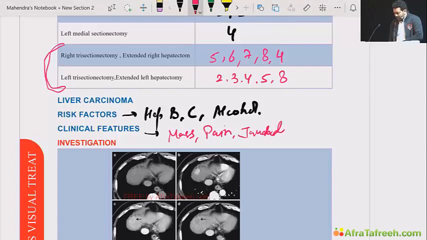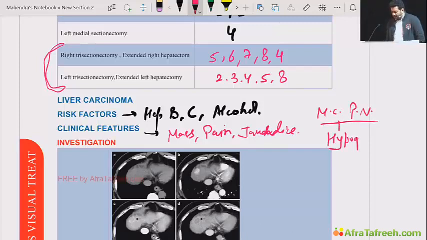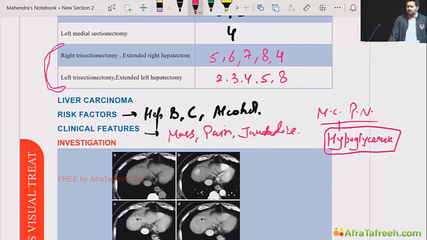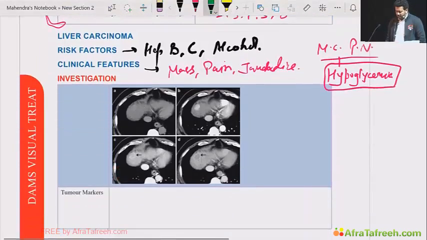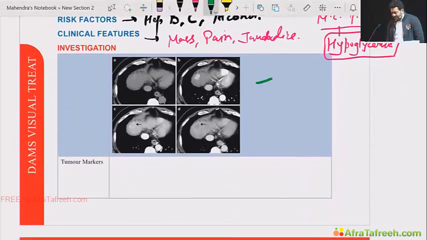Now the important question is, what is the most common paraneoplastic syndrome associated with hepatocellular carcinoma? Hypoglycemia. Okay, hypoglycemia. And what is the most common paraneoplastic with RCC? Raised ESR. Okay, so what is the investigation of choice for hepatocellular carcinoma? Investigation of choice is triple phase CT.